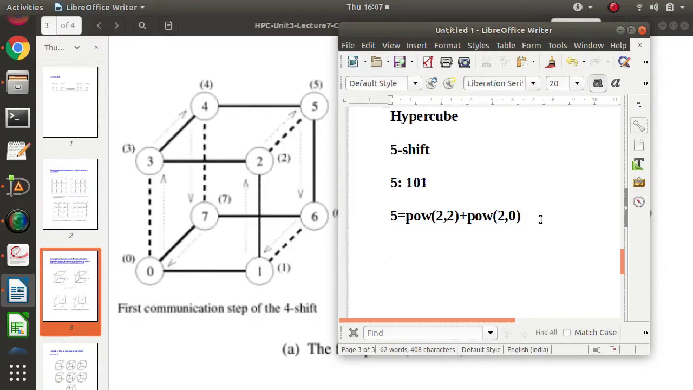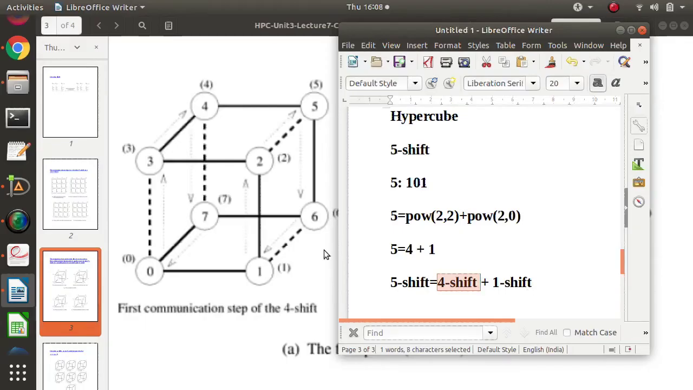In other words, 5 is equal to 2 to the power 2, that means 4, plus 2 to the power 0, which means 1. Now see how we are performing 5 shift. First we perform 4 shift, and after that we perform 1 shift. So 5 shift will be done as 4 shift and 1 shift. From where did we get 4? We got 4 from 2 to the power 2. From where did we get 1 shift? From 2 to the power 0. So from there we got this 4 shift and 1 shift.